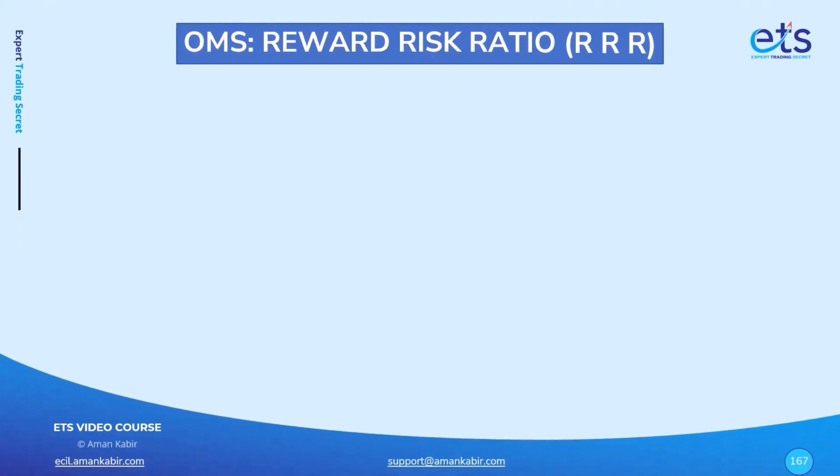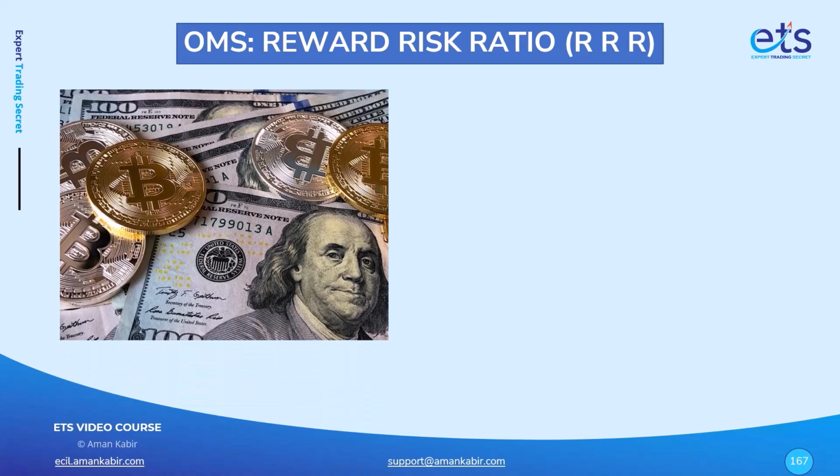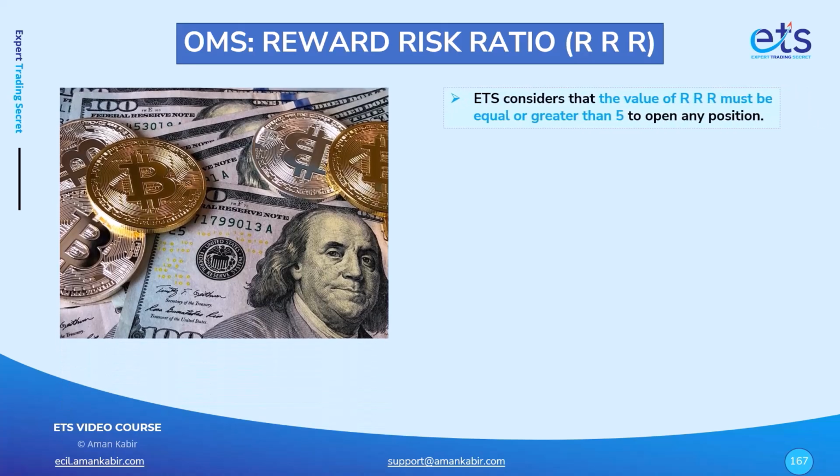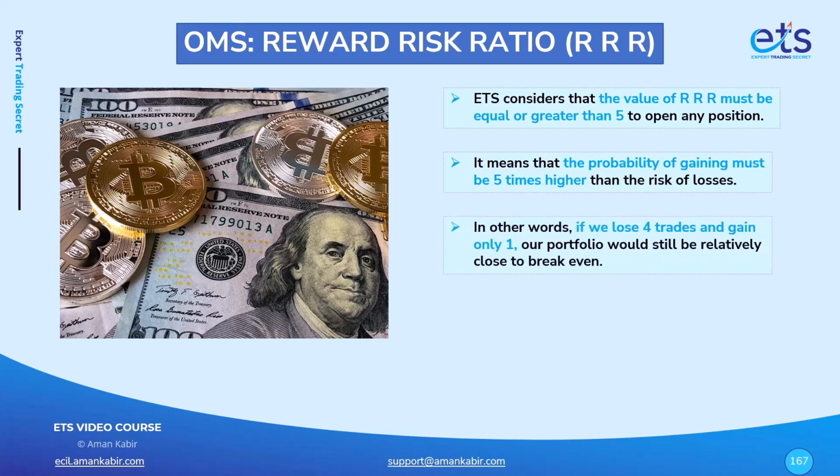OMS. Reward Risk Ratio, RRR. ETS considers that the value of RRR must be equal or greater than 5 to open any position. It means that the probability of gaining must be 5 times higher than the risk of losses. In other words, if we lose 4 trades and gain only 1, our portfolio would still be relatively close to break even. It is essential to understand that the value of RRR constantly evolves with each transaction.